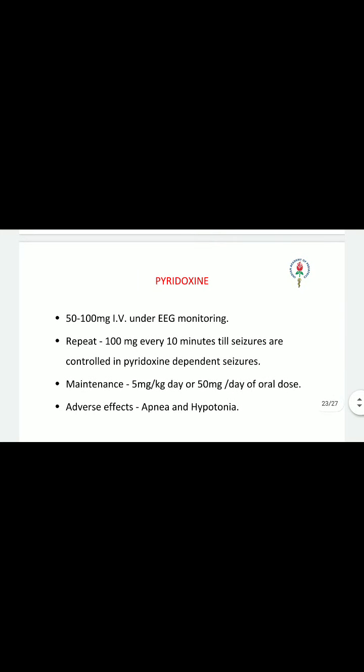Pyridoxine, you consider giving when the seizure is not controlled and you suspect pyridoxine dependency: 50 to 100 milligram IV under EEG monitoring. Repeat one more dose, 100 milligram, in 10 minutes. If the seizure is not controlled, maintenance is 5 milligram per kg per day or 50 milligram per day oral dose. Adverse effects are apnea and hypotonia.